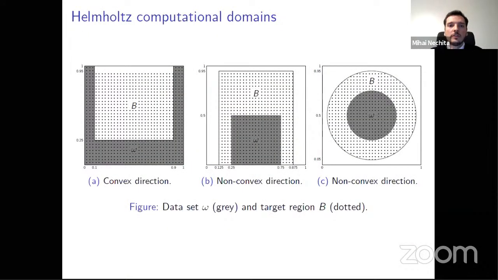And let me show some numerical examples for this. I will show something for the following domains. On the left, we have a convex setting. So data is given in the gray region, and we do unique continuation upwards. In the middle, we have data again given in the gray region, and then the target region is the one above it. And then we have the example of two disks.